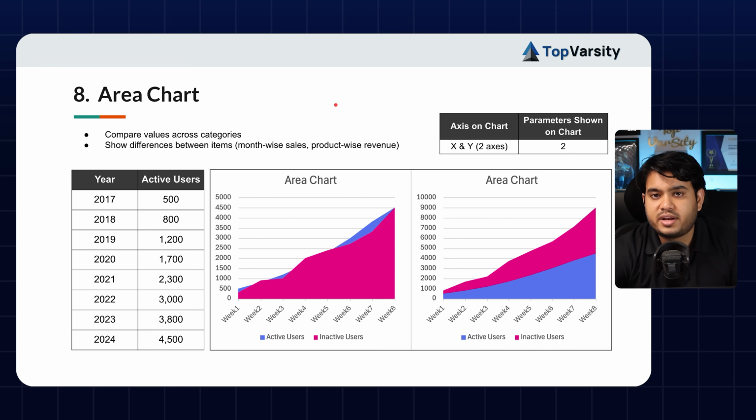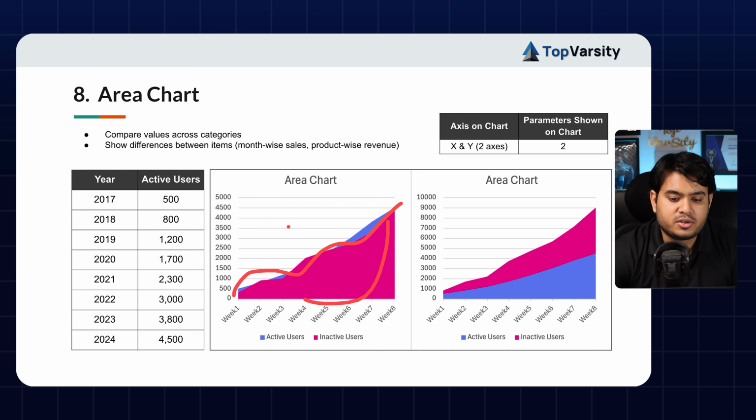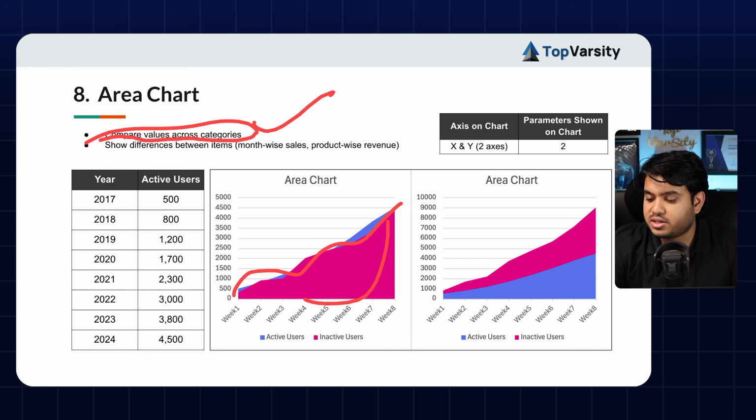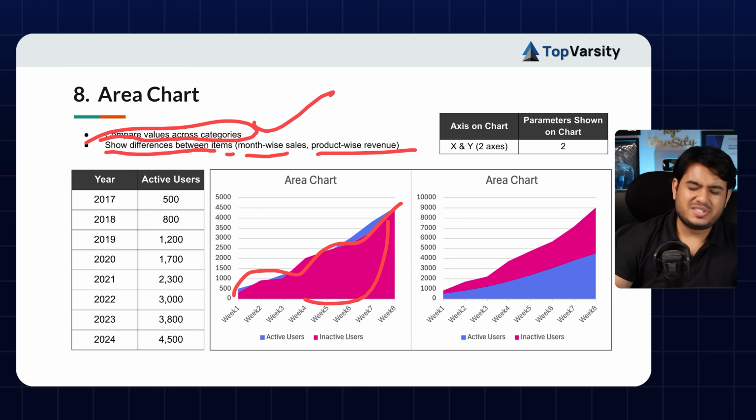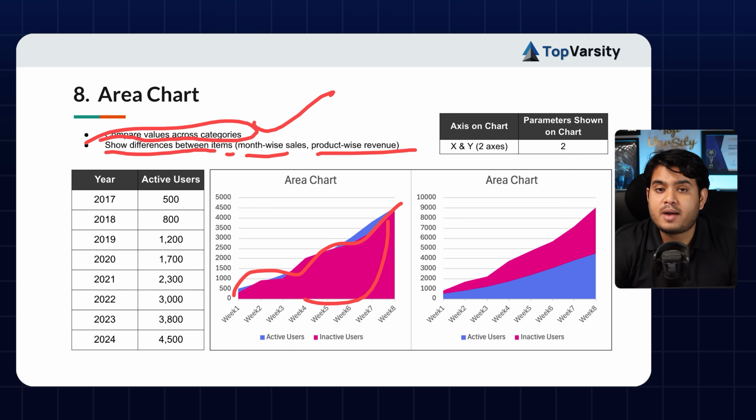Now next is our area chart. It is the same thing as a trend line, just that whatever trend line you are drawing, it will fill with color, and we'll use this for an area chart. What does it do? It compares values across categories. This is the first thing it does. Second is to show the difference between items, month-wise sales, product-wise revenue. It's the same, not that much difference. Mostly we'll use this for showing daily active users on an app, monthly active users on an app. This is the most important chart for that parameter.